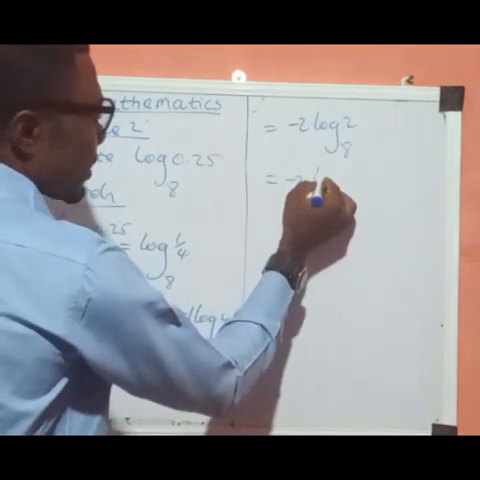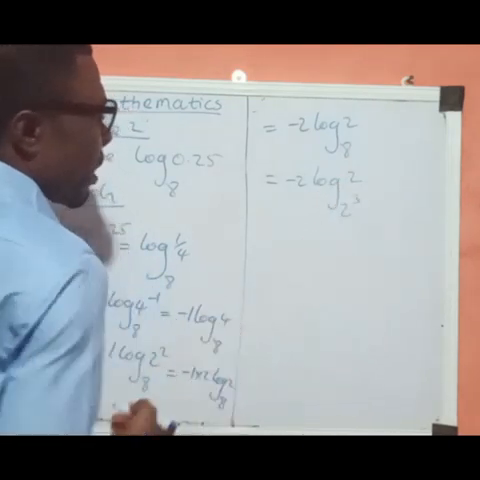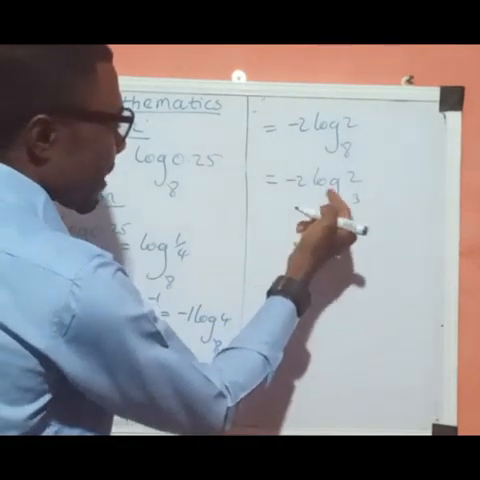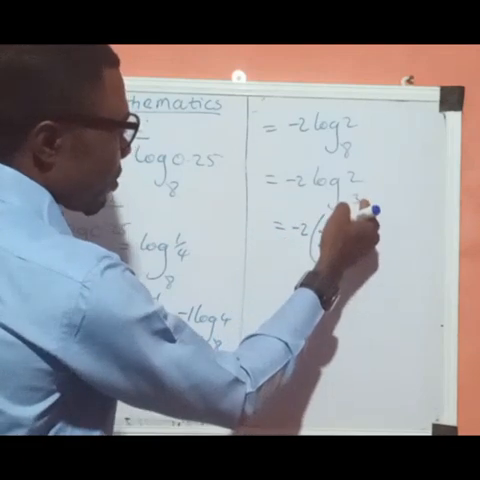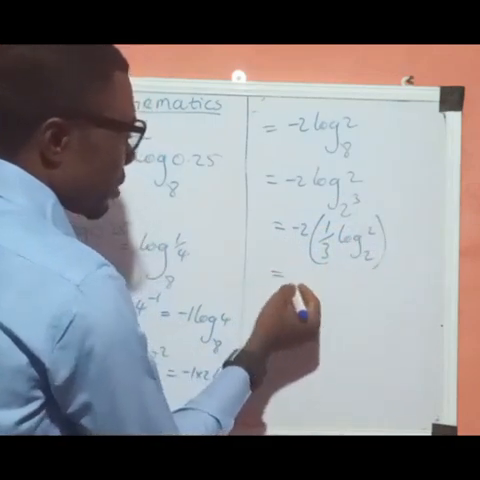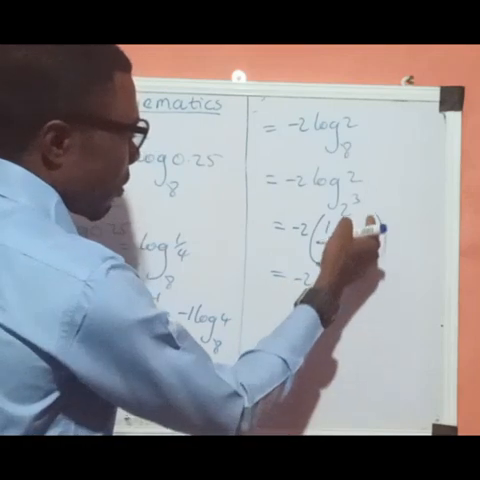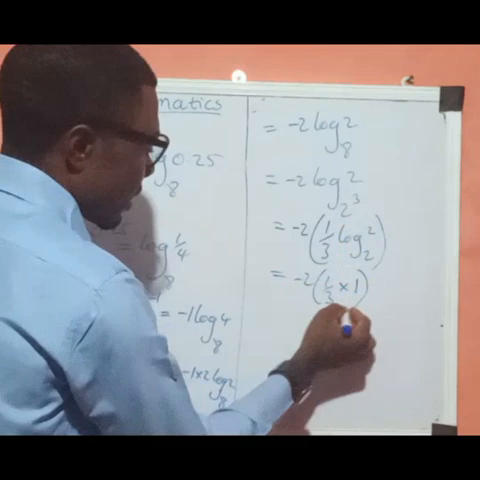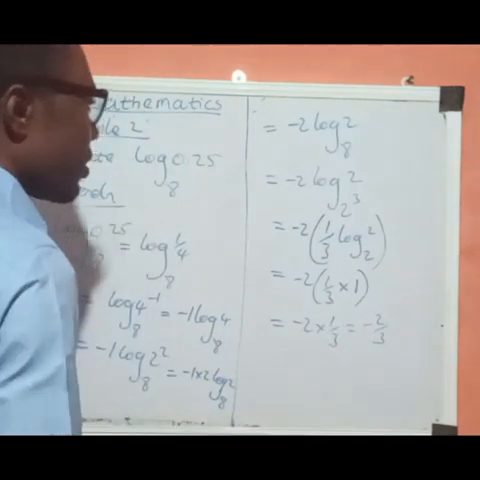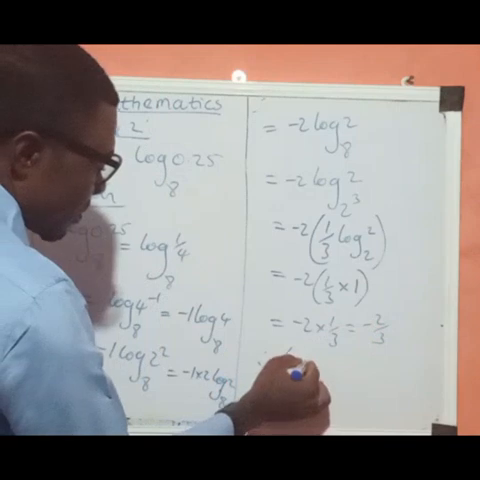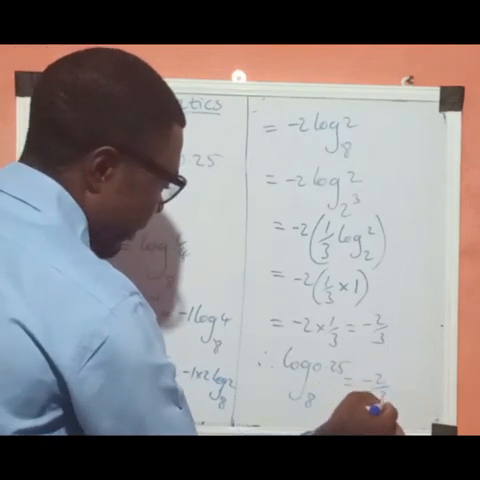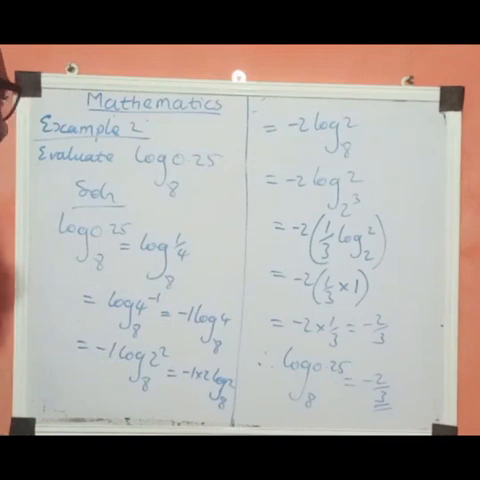And we also know that 8 is 2 raised to the power 3. There is a law that says that if the base is carrying the power, then the reciprocal of that power will be used to multiply the number. We already have minus 2 here. Then this one will be written as 1 over 3 log 2 base 2. And we know that the log of a number to its base is 1. That is going to give us minus 2 times 1 over 3, and that is minus 2 over 3. So the log of 0.25 base 8 is equal to minus 2 over 3. As simple as it is.